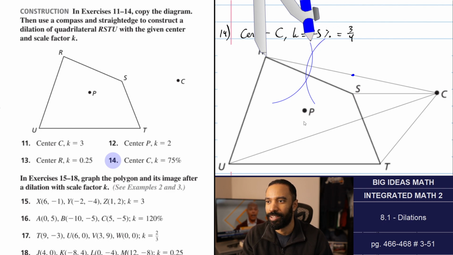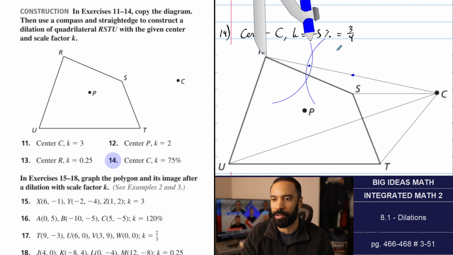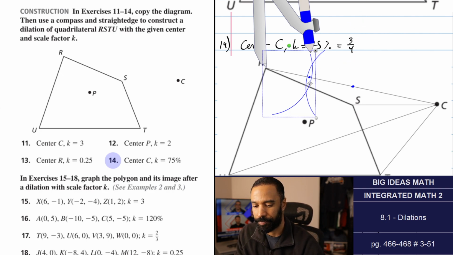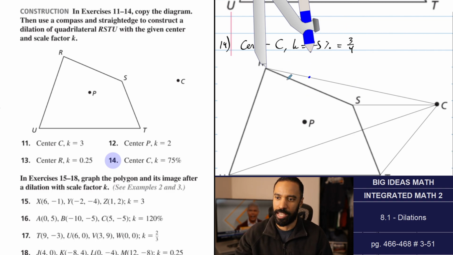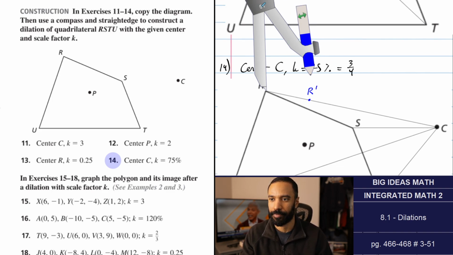Oh, okay. For example, this one helps me understand that it's probably about right there. I'm not going to draw the extra line in between because it's close enough. So that's the one that I officially need. That is my R prime. So I don't need any of these. I just need that 3/4 outward from C there.